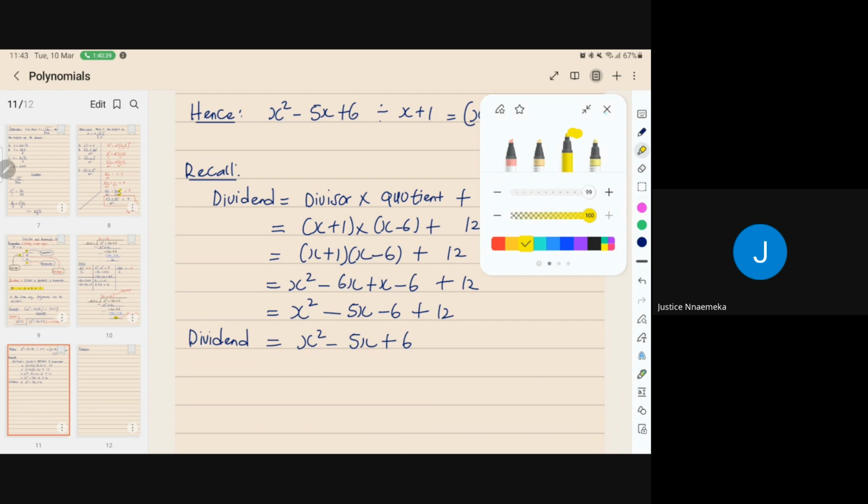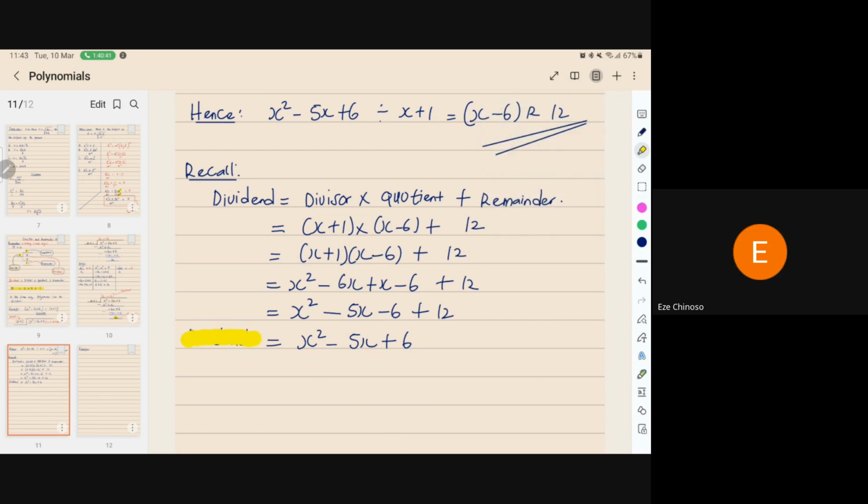Is it confusing, guys? No. This place is not confusing. I didn't hear what you said. I said that this place is not confusing. This one is like a quadratic equation, not confusing.